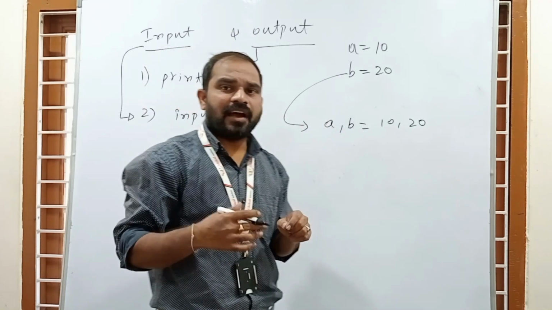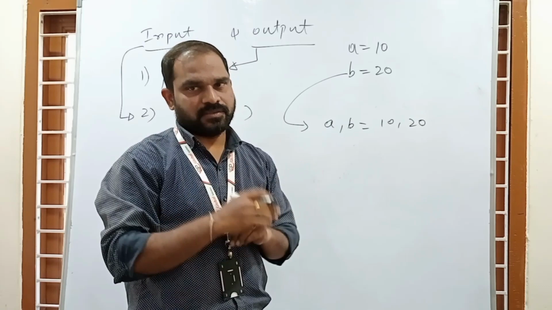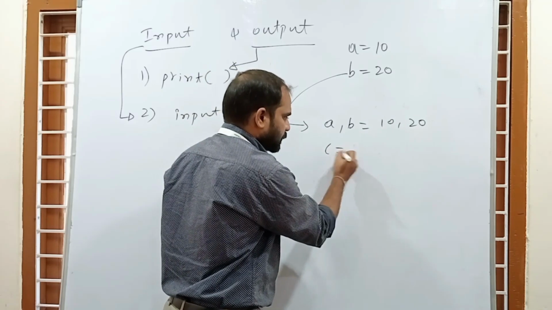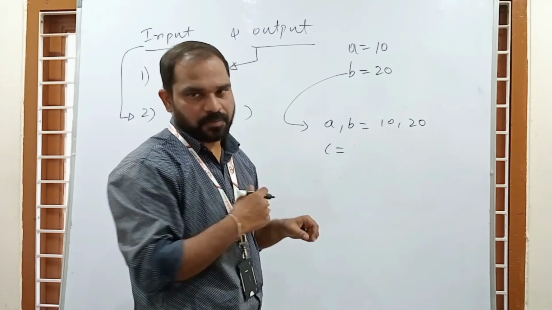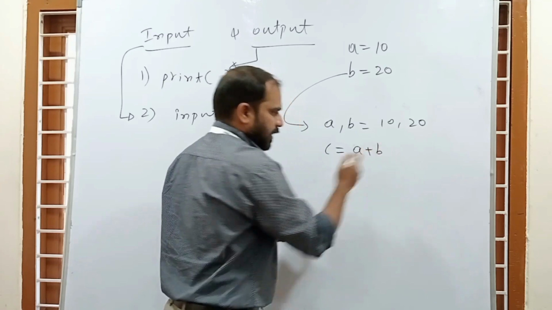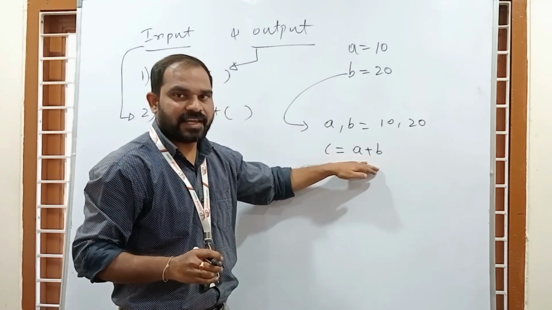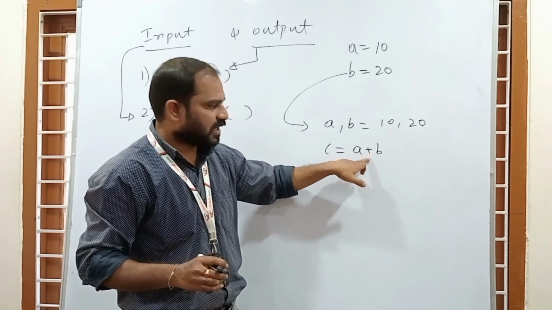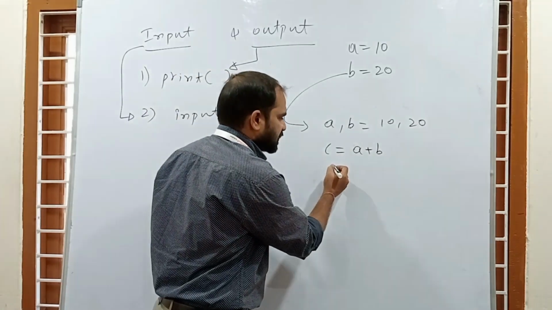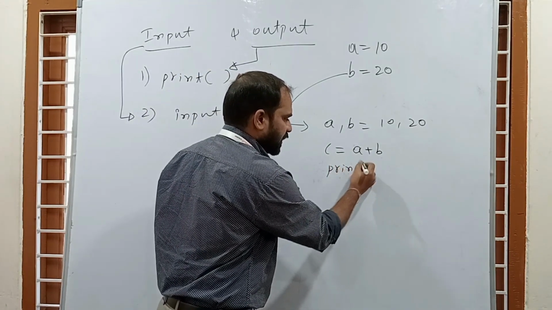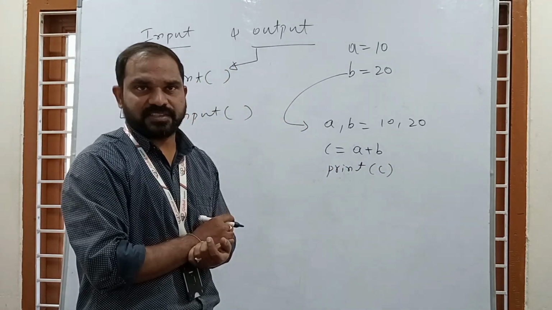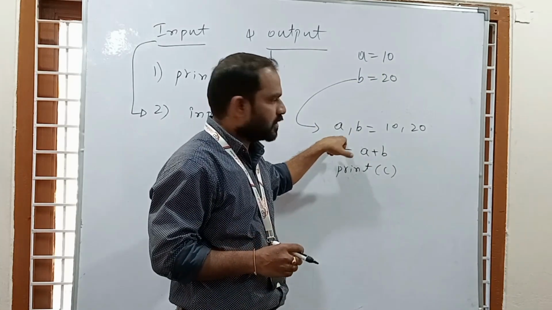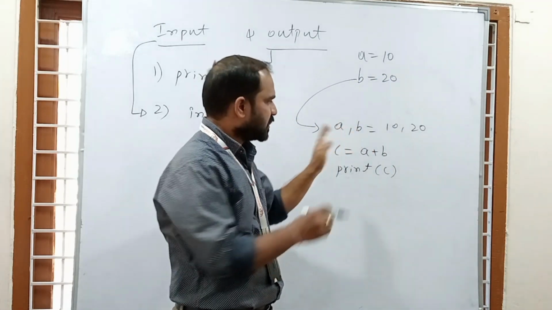Then our task is to find the addition of these two numbers and print it on the screen. We can print directly, but we are using a third variable here. I am storing the result of A plus B. What is A plus B? It is an expression which involves two variables and one operator. What is the operator here? Addition, right? After this, just print C. In this way we can assign multiple values to multiple variables.